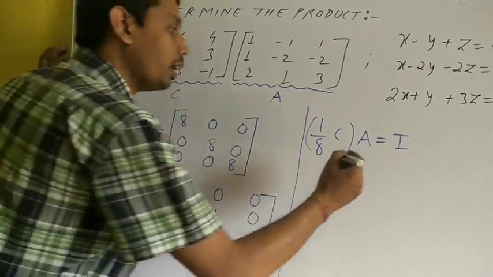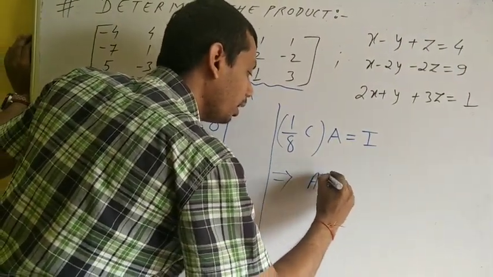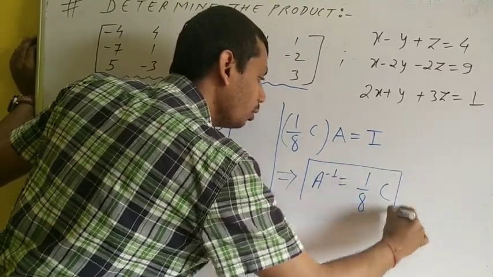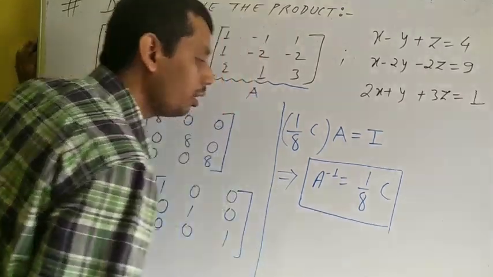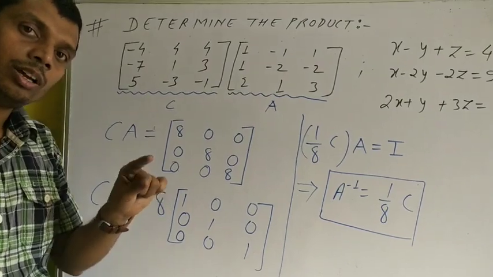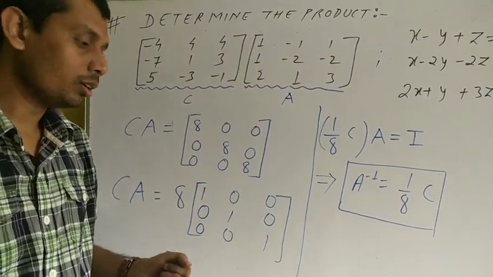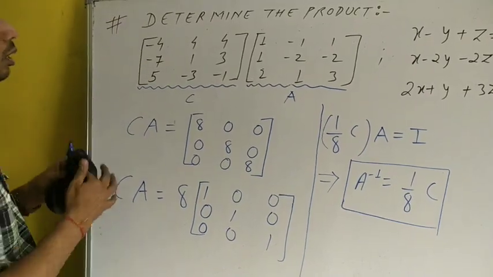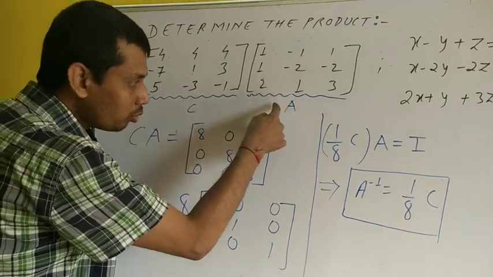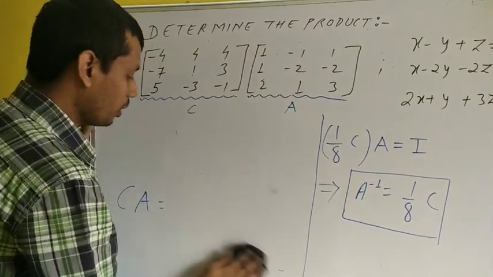So this implies that A inverse is equal to 1 by 8 C. Here we have determined the value of A inverse. And what was A? A was the coefficient matrix of the given system of equations. Okay. Now, using the product, we have determined the inverse of the coefficient matrix.